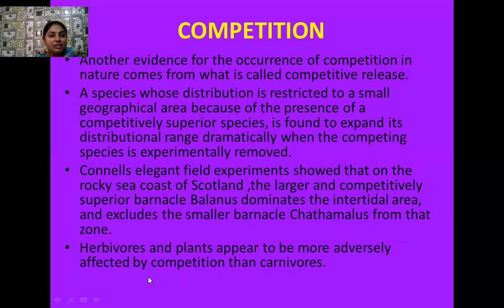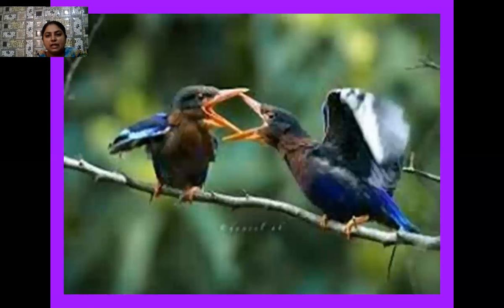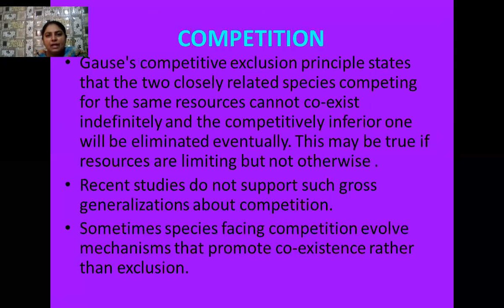So the last line which I want to discuss here is herbivores and plants. They appear to be more adversely affected by competition as compared to carnivores. There are so many examples. You know that plants cannot run away from their habitat, and herbivores feed on plants, and the number of these herbivores is also greater as compared to carnivores. And these carnivores have certain modified adaptive features present in them. Because of them, they become superior and they can easily hunt these herbivores.